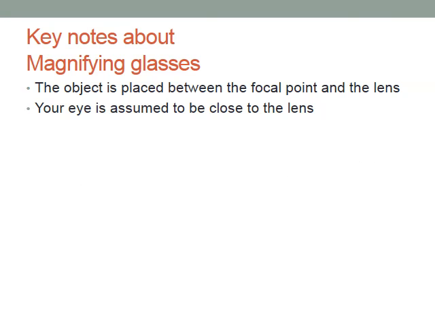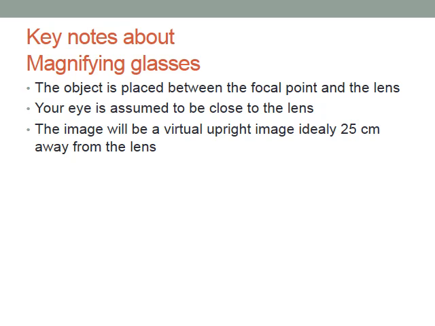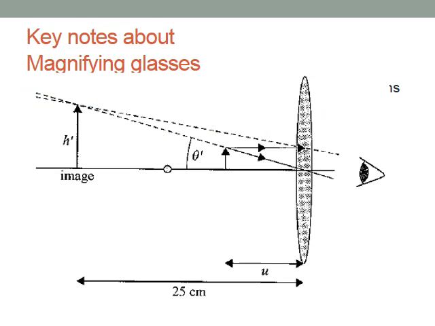Another thing you should know is that your eye is assumed to be close to the lens, just like it's shown in this picture. We should also keep in mind that the image will be a virtual upright image, and ideally 25 centimeters away from the lens, which is where our eye is. In other words, we call that the near point.